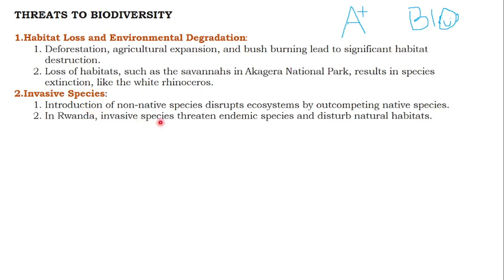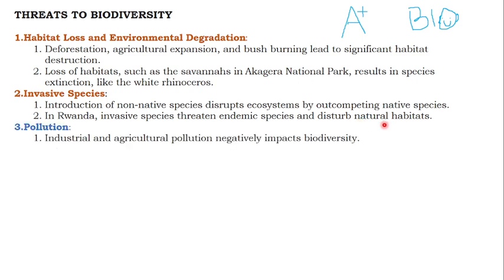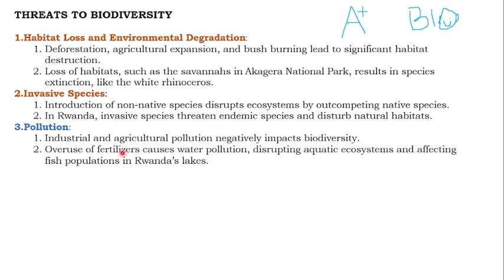Now in Rwanda, invasive species threaten endemic species, which are those species native to the local habitat, and disrupt the natural habitat. Another threat to biodiversity is pollution. Industrial and agricultural pollution negatively impact biodiversity. Overuse of fertilizers causes water pollution, disrupting aquatic ecosystems and affecting the fish population in Rwanda's lakes. So pollution can also cause biodiversity loss.